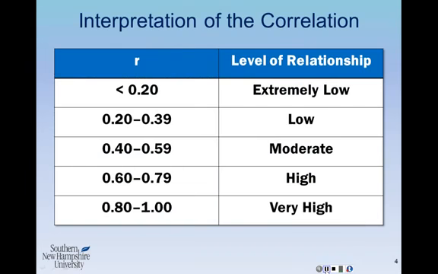Generally speaking, this is how we interpret correlations. Low correlations tend to be in the 0.2s and 0.3s. High correlations tend to be in the 0.6s, 0.7s, 0.8s, and above.